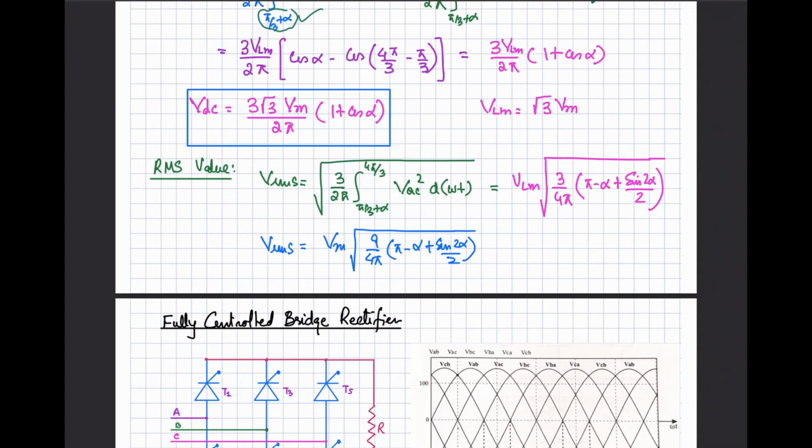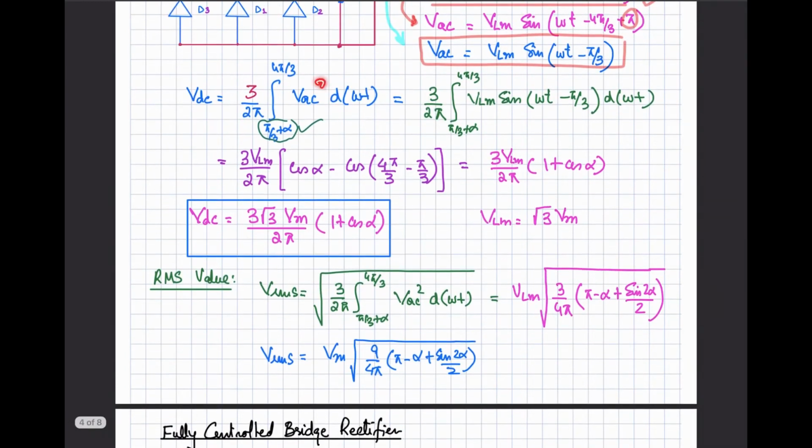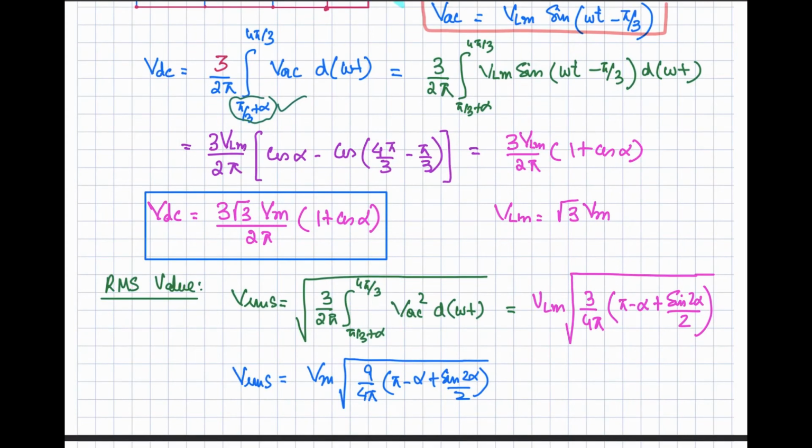Okay, now for the RMS value, you can take the square of this expression and then the square root, and if you simplify, you are going to get this expression for the RMS value of the output voltage waveform.